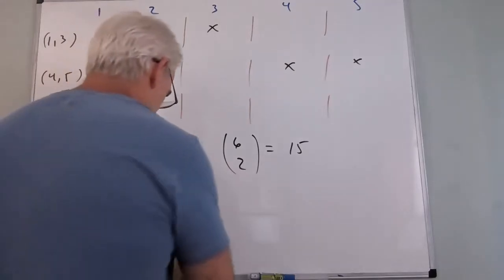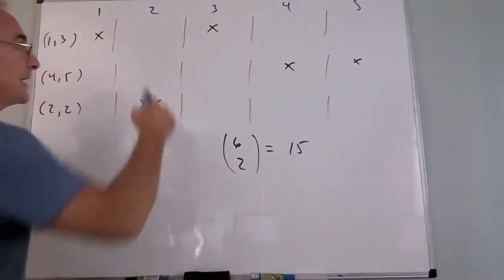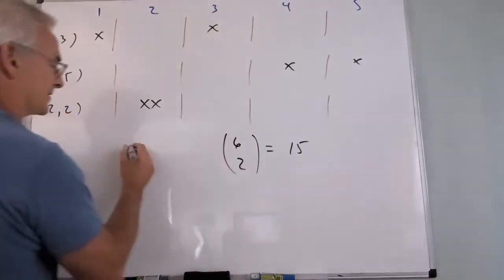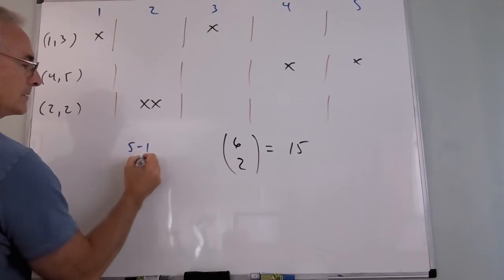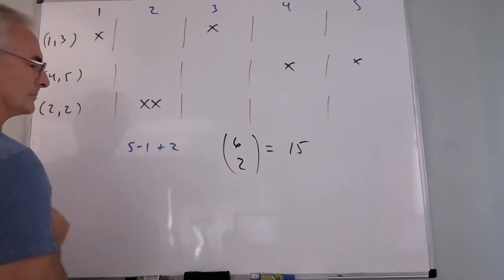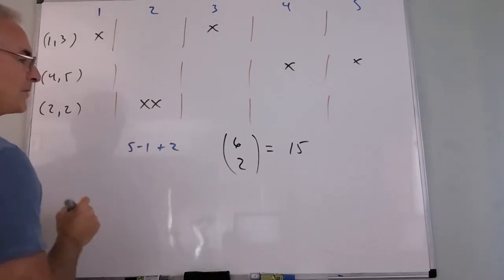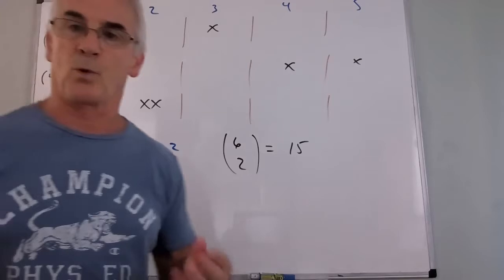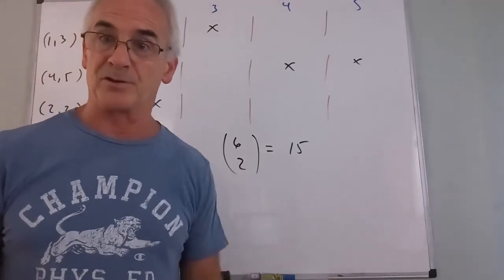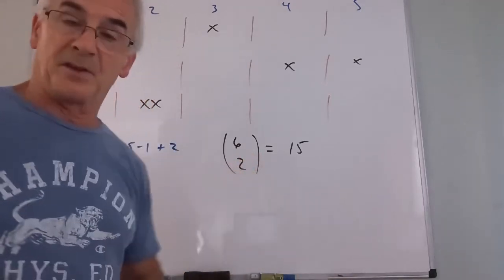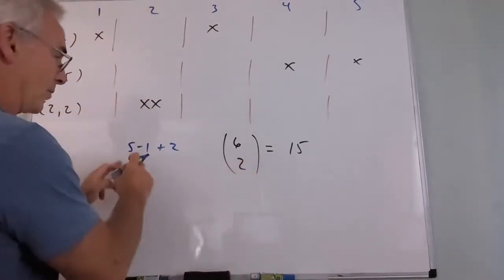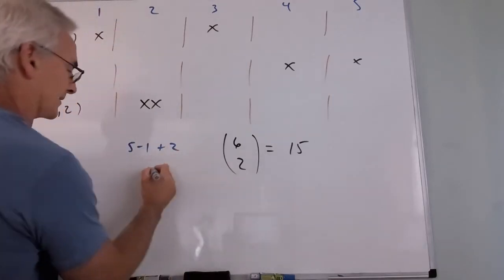So I can think of the 6 really as being 5 minus 1 plus 2. Now, why am I doing 5 minus 1? Because the numbers were 1 through 5. Those were the 5 numbers I was using. There's 1 less than that for the partitions. So 5 minus 1 is 4. I was choosing 2 things.